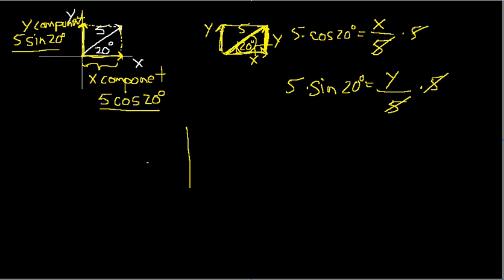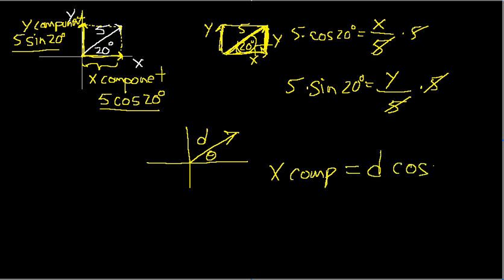So if you're given some kind of a vector here, and let's say this is vector D, and this is angle theta, the x component is going to be D times the cosine of theta. And the y component is going to be D times the sine of theta. That's something that you need to know and get down.